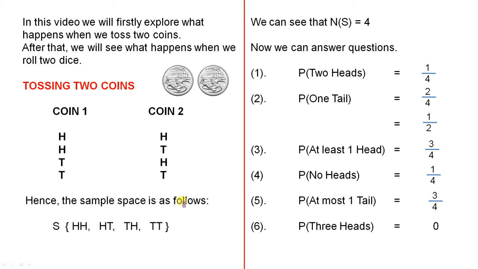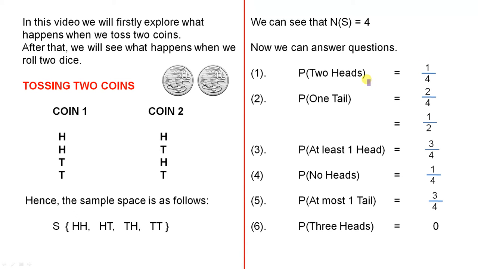Hence, the sample space is as follows. Now, if we remember from a previous video, the sample space represents all the possible things that can occur. So we have 2 heads, a head and a tail, a tail and a head, and a tail and a tail. So we can see that n(S) equals 4, so the number of possibilities in the sample space, there are 4 altogether. Because we know what the sample space is, and because we know how many possibilities are in the sample space, we can answer some questions.